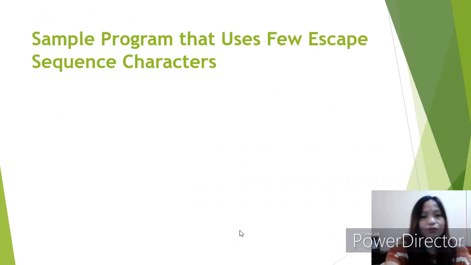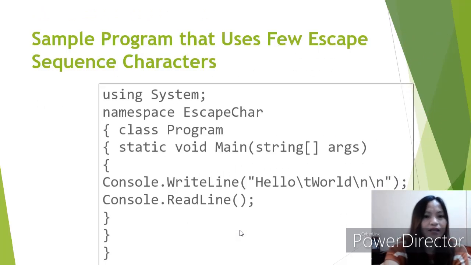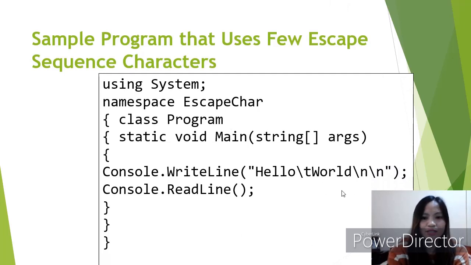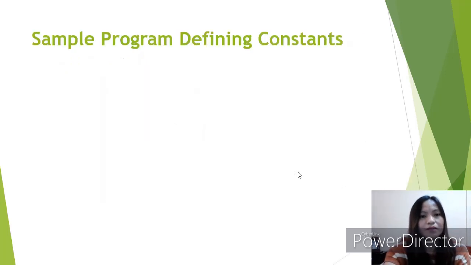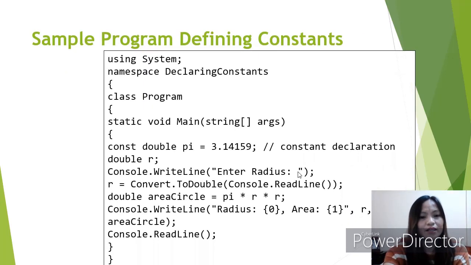Here is a sample program that uses a few escape sequences. It means that after the hello, there's a tab, and then after the world, there will be a new line. Okay, so that's the meaning of this sample program. Then, a sample program defining constants. So this is the constant declaration line.